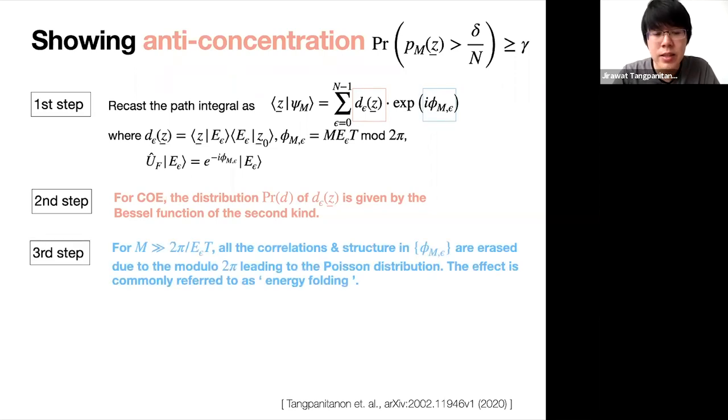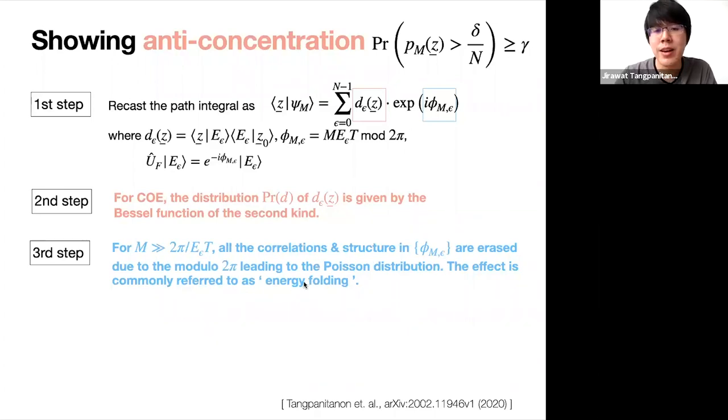The third step is to notice that because this phase has a modulo 2 pi, when M, which is the number of driving periods, is very large, this M times the phase is going to be much larger than 2 pi. And you have what is called the energy folding effect, which means that every phase has to be between 0 and 2 pi. This effect is known to erase all the correlations that you have among the phases. So with this effect, the phases follow the Poisson distribution. You can lastly think of it as random numbers distributed from 0 to 2 pi.